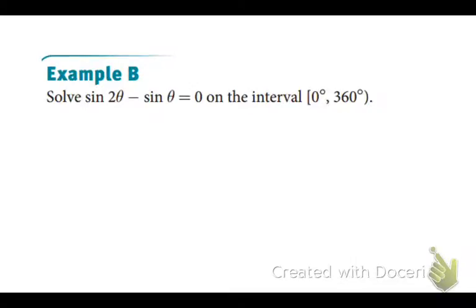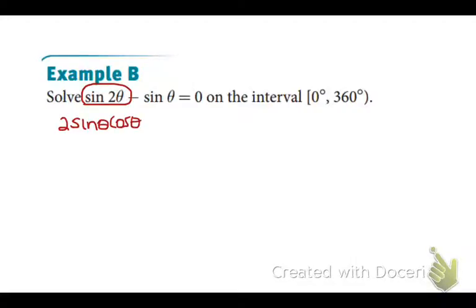All right, so we have solve sine 2 theta minus sine theta equals 0 on the interval of 0 to 360. So what we're going to do is take our sine 2 theta. We don't want to mess with the double angle. It'll be harder to solve. So we're going to replace it with the identity. So that becomes 2 sine theta times the cosine theta.